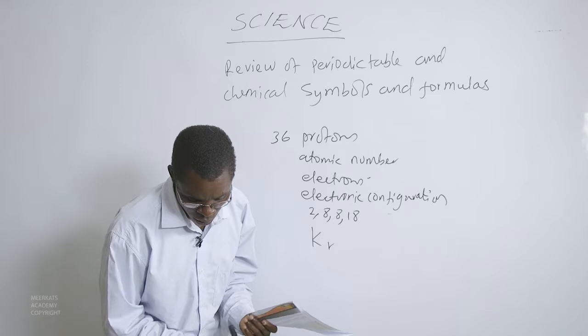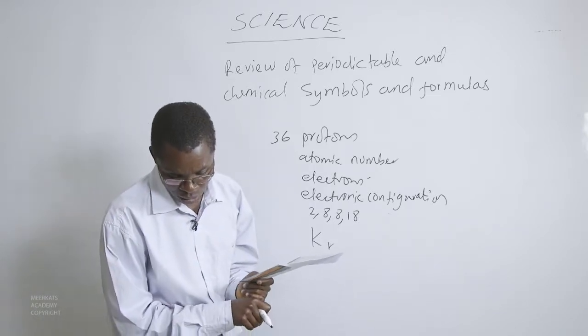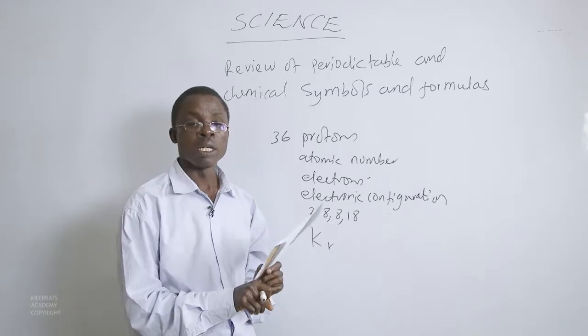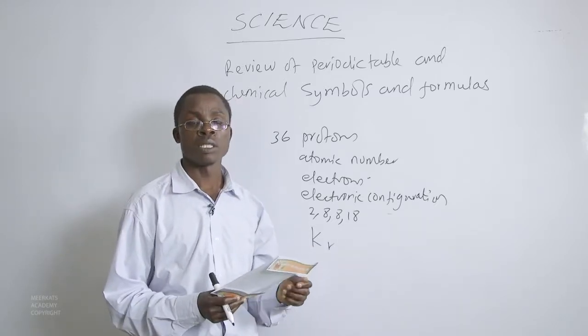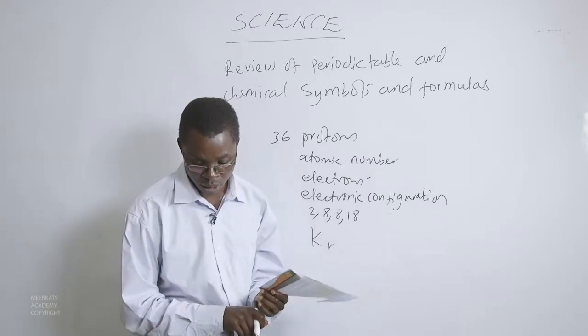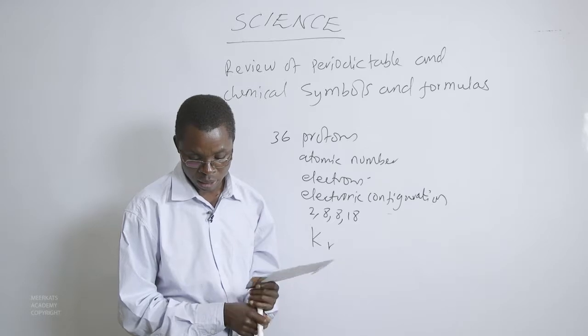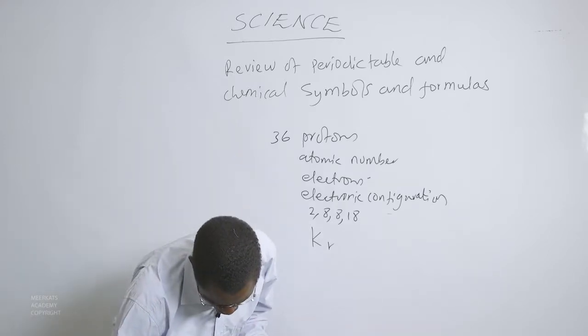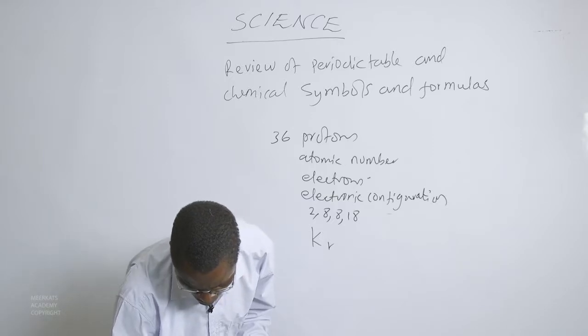So the options that had been given were krypton, potassium, sulfur, and xenon. So automatically it gives us krypton as the answer from the many options that we had: potassium, sulfur, and xenon. Let's look at another question to do with the periodic table.